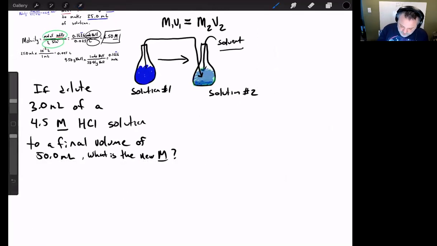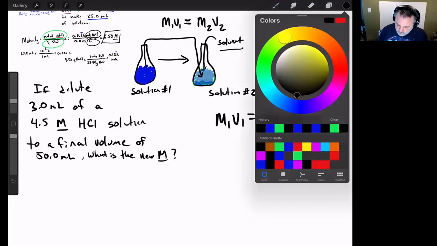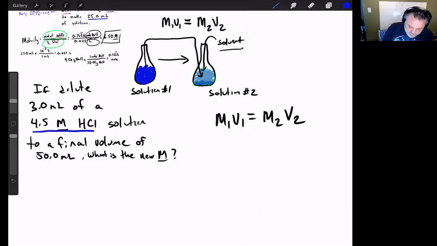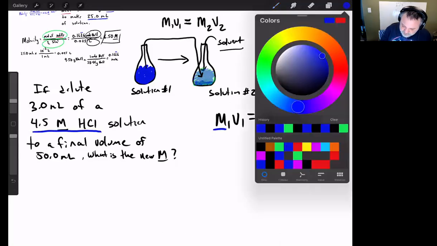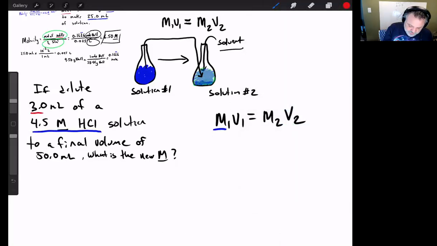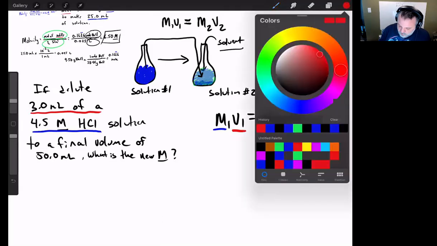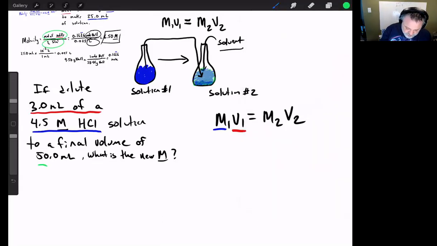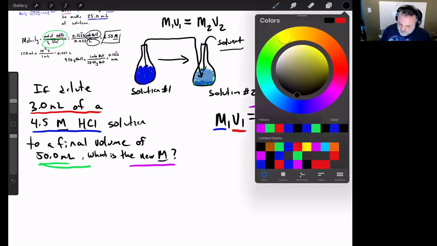So we can use this formula: M1 V1 equals M2 V2. Well, what is given to us? We're given the molarity of the first solution. What else are we given? We're given how much of that solution in terms of volume we used. We're also given the final volume of the new solution, and we're asked to solve for the molarity of the new solution. And so we just use algebra.